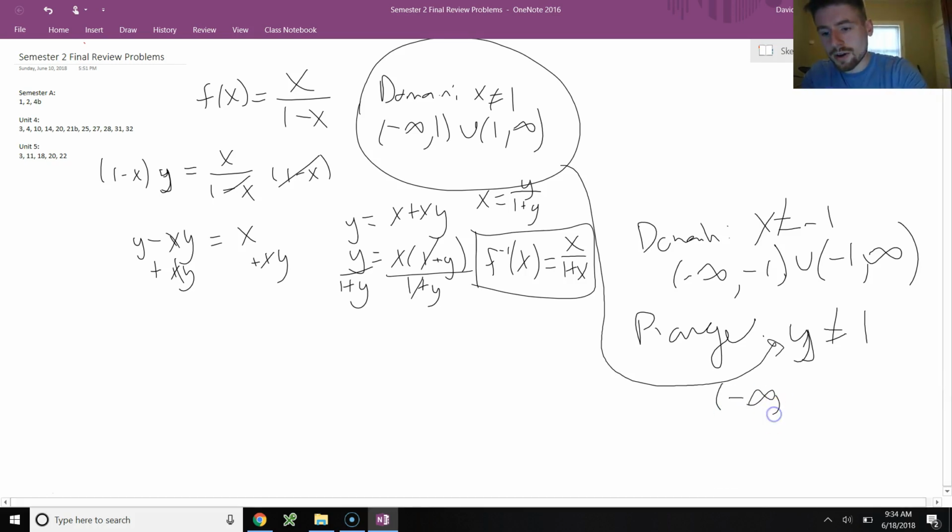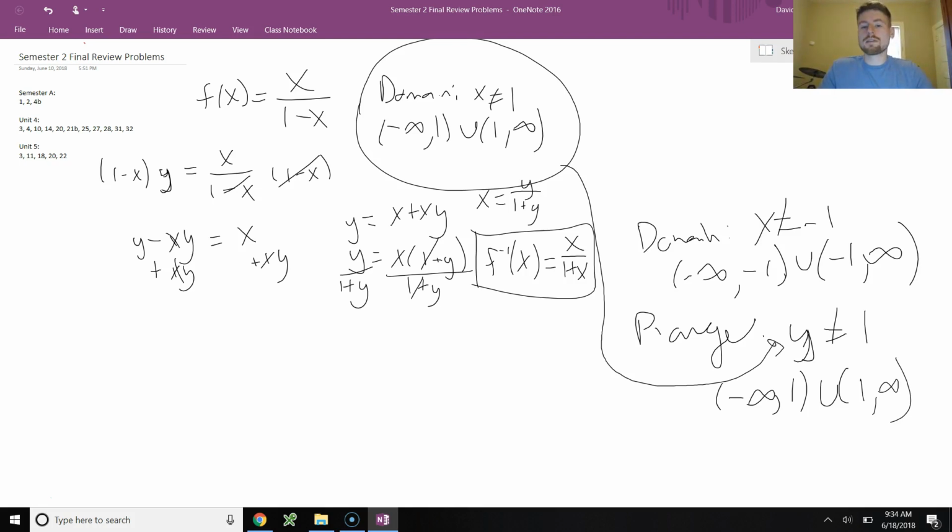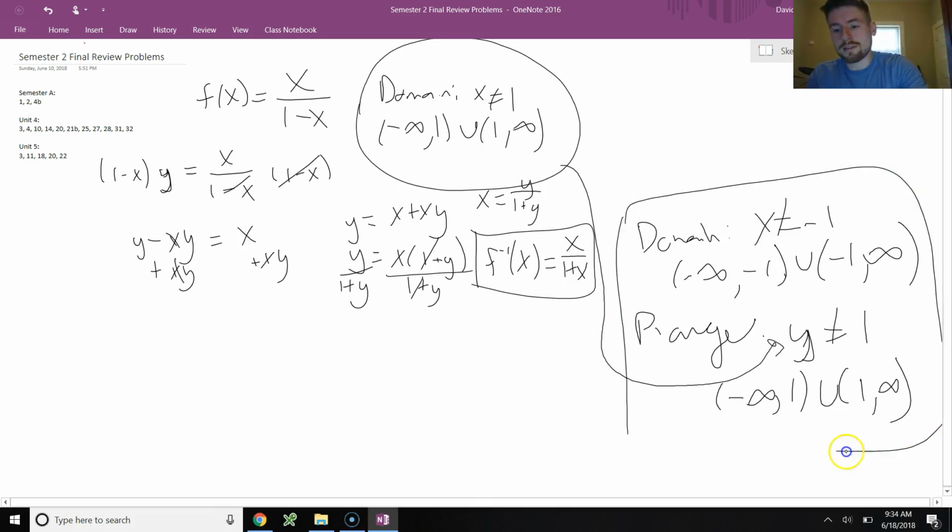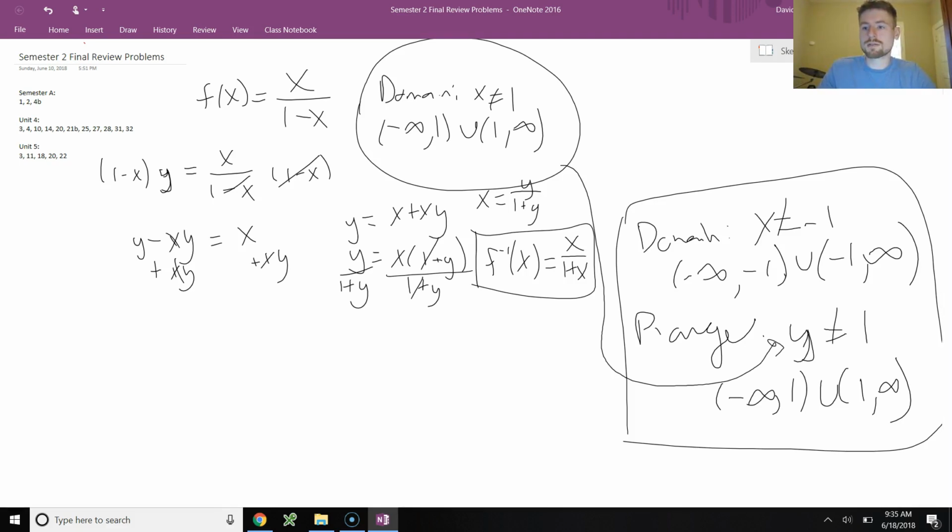So we now know the domain and range for both functions. The original function is going to have a domain of everything but 1 and a range of everything but negative 1. And then the inverse function is the opposite of those: a domain of everything but negative 1 and a range of everything but 1. Okay, so that's finding the inverse for this rational function.